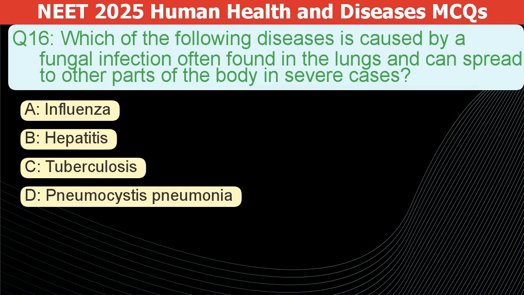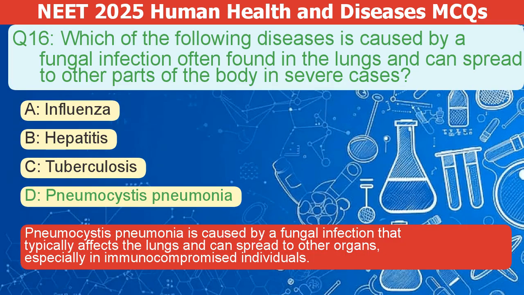Which of the following diseases is caused by a fungal infection, often found in the lungs, and can spread to other parts of the body in severe cases? A. Influenza. B. Hepatitis. C. Tuberculosis. D. Pneumocystis pneumonia. The correct answer is D. Pneumocystis pneumonia is caused by a fungal infection. It typically affects the lungs and can spread to other organs, especially in immunocompromised individuals.